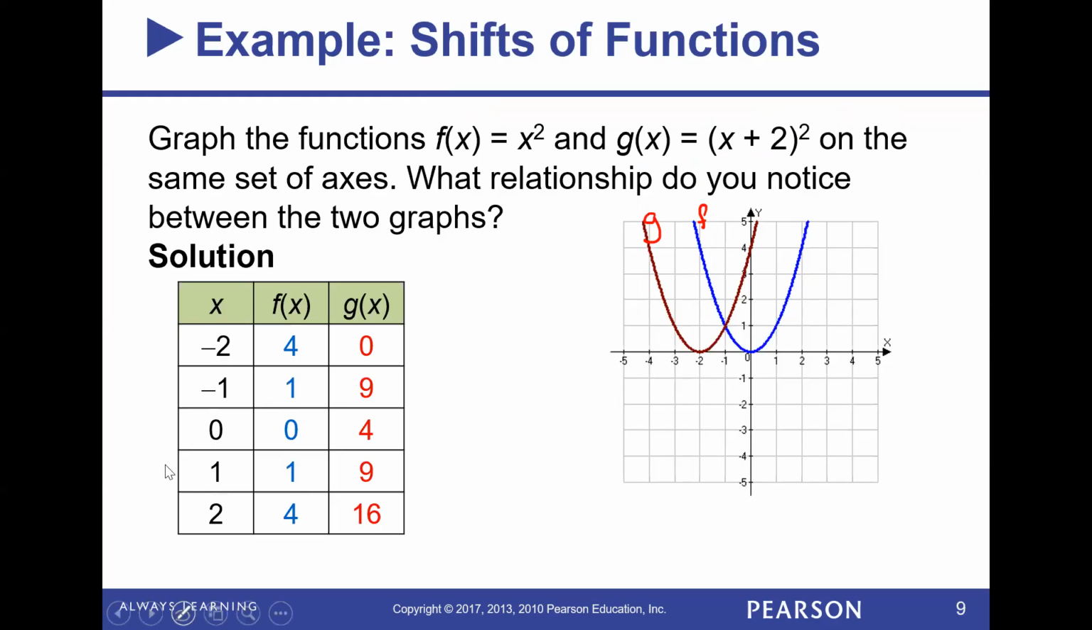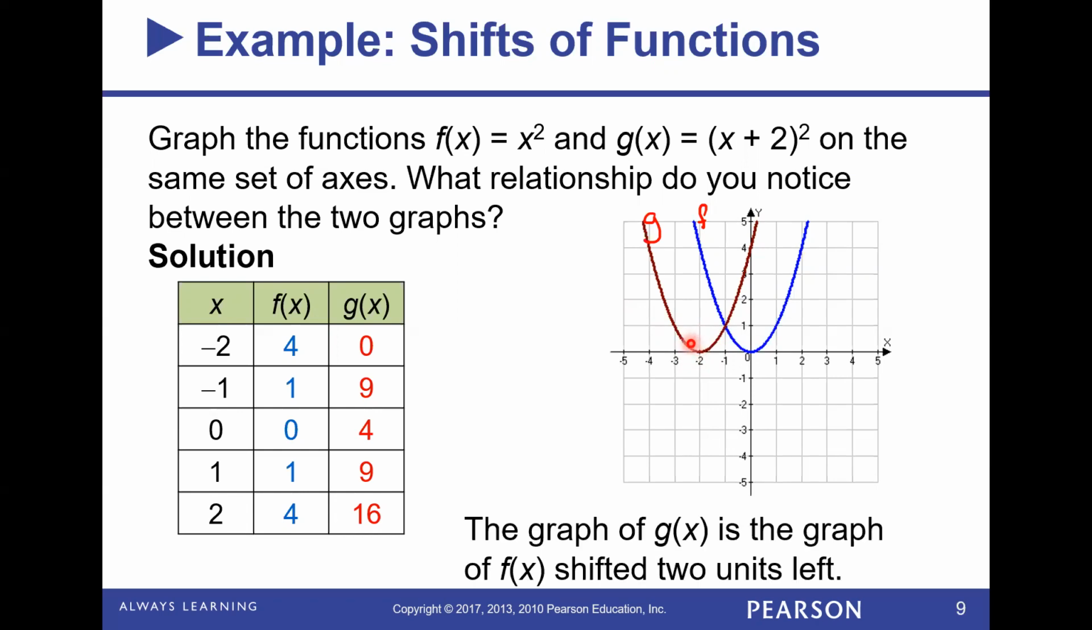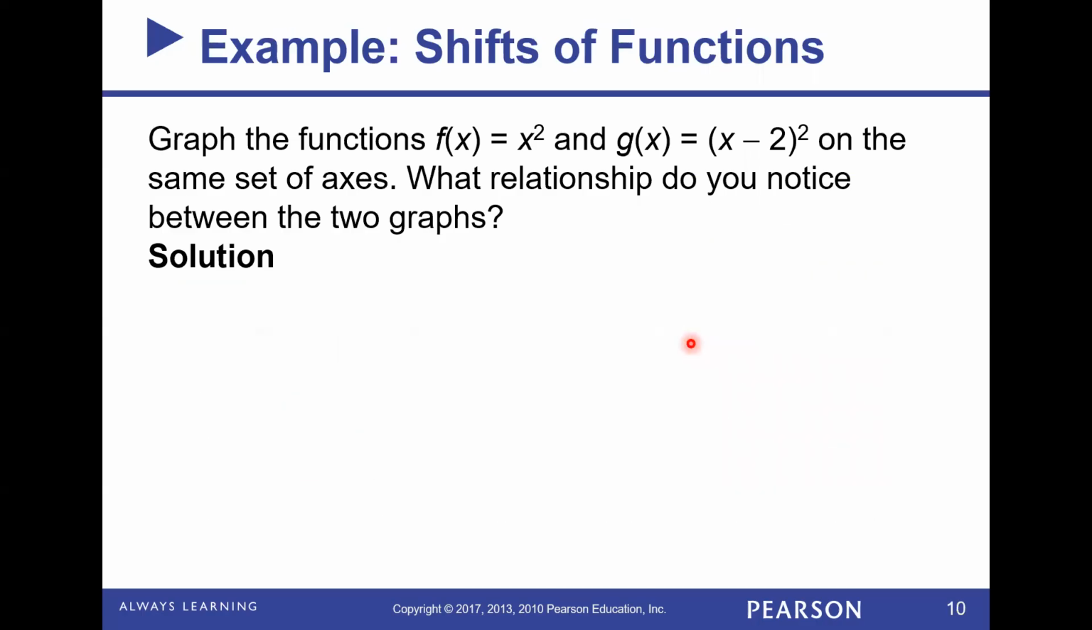What I begin to notice as I look at this graph, again, I'm paying close attention to that vertex, because that vertex tells me an awful lot about this graph. I notice that it looks like it's been moved over left 2. And that's basically what it has. The graph has actually been shifted left 2 units.